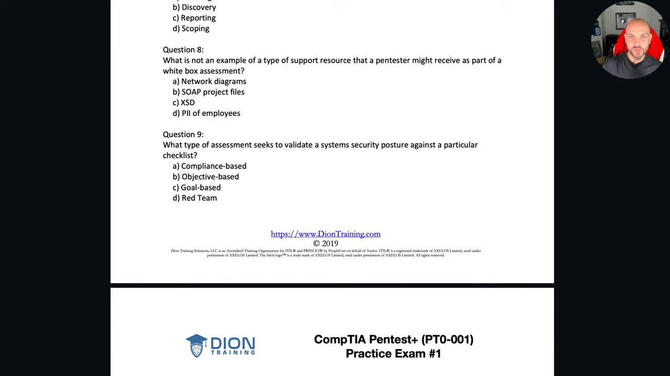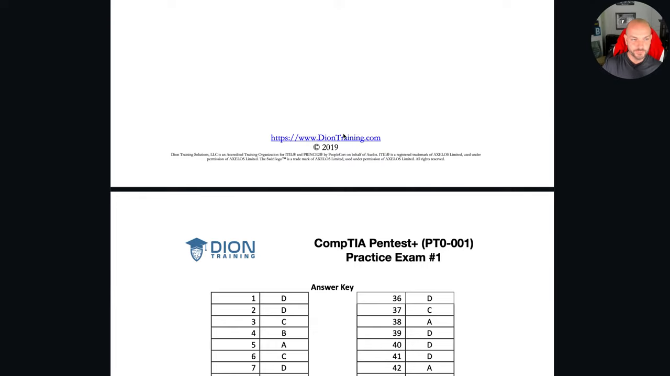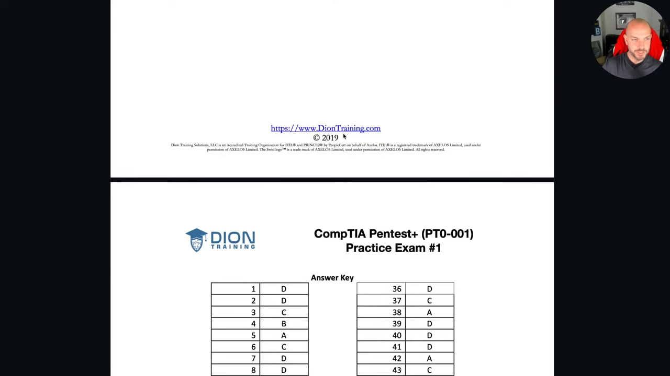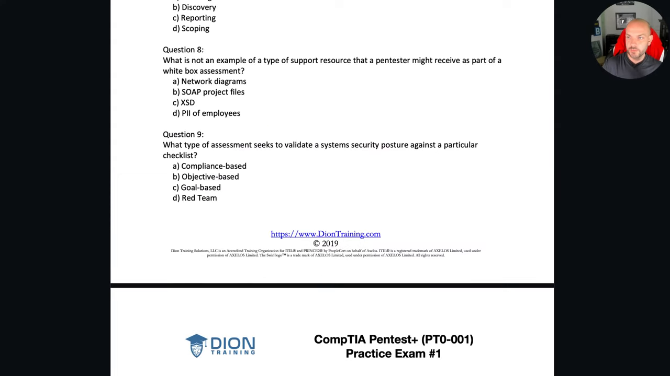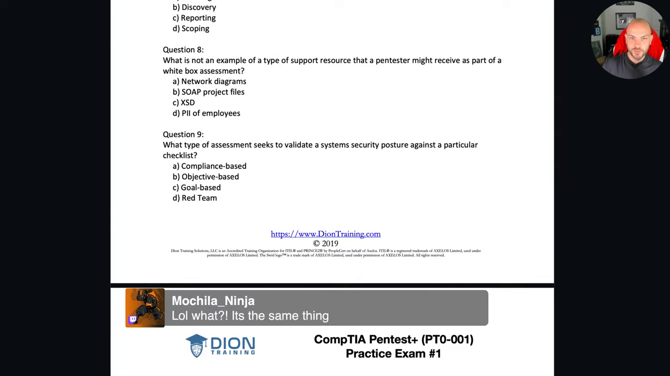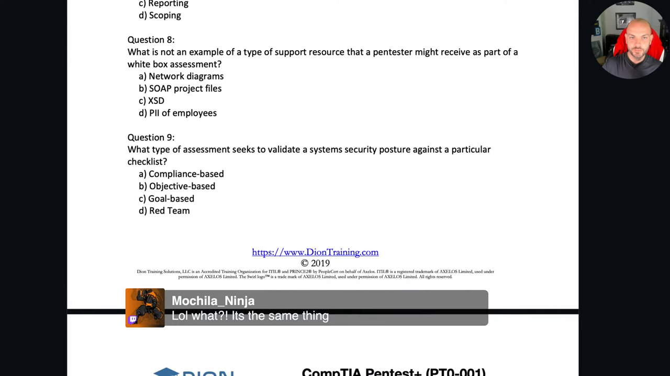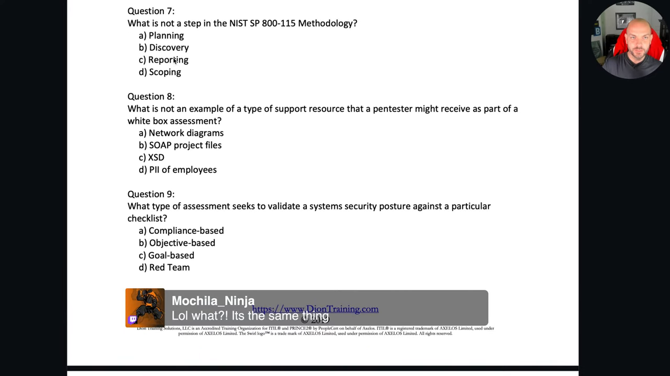Hey, Kev, I see your question. I'm going to throw it up here in a second once I just double check this. So we were saying 8 is D, PII. Yep, D. All right, so Kev's coming in with a question here. What? That's the same thing. Talking about the scoping and planning.